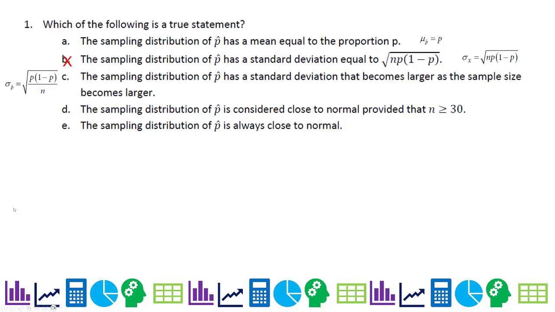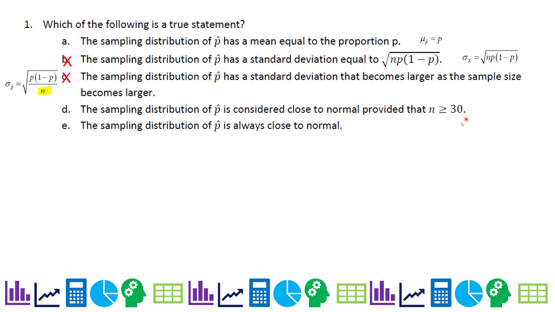Then C says the sampling distribution of p hat has a standard deviation that becomes larger as the sample size becomes larger. Well, if you look at the formula right here, you see this n? Basically the bigger that is, the smaller the number will be. So that means that our standard deviation will become smaller as the sample size increases. So that is incorrect.